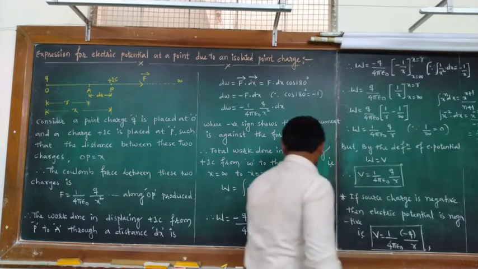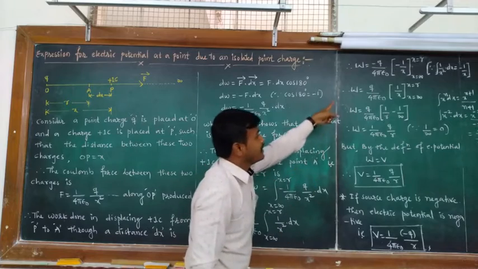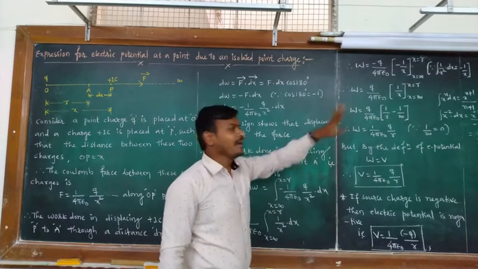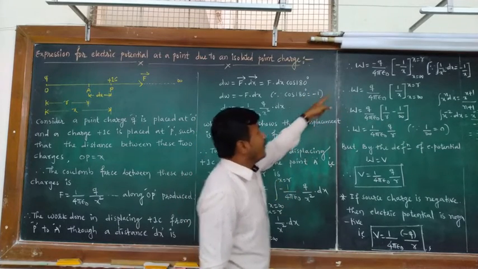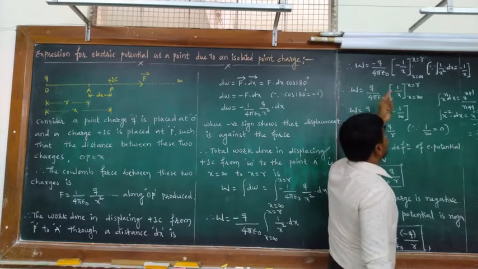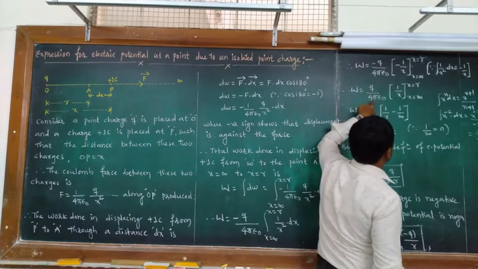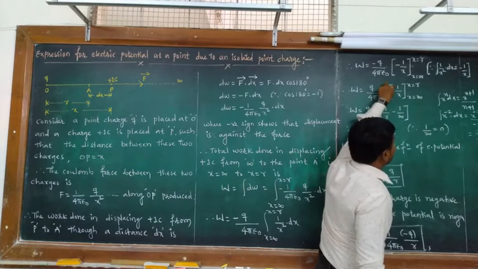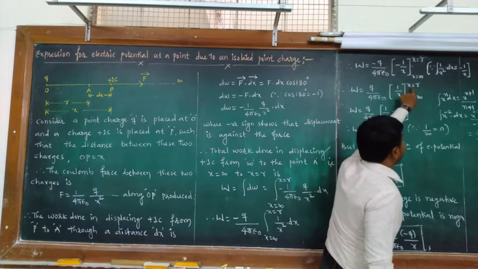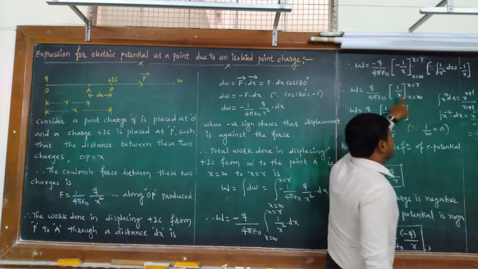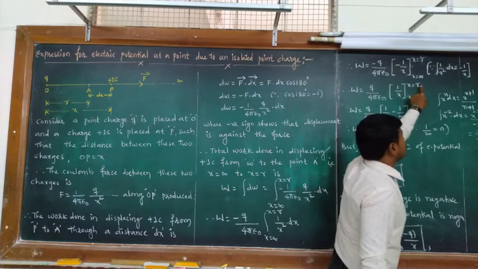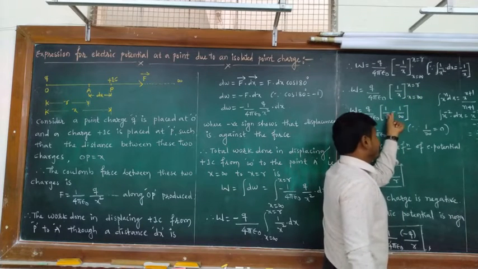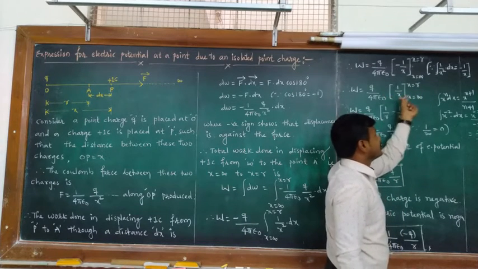Therefore, the integration of 1 upon x square dx is minus of 1 by x. Upper limit, lower limit, keep as it is. And the next one, minus becomes positive. Therefore, Q divided by 4 pi epsilon naught multiplied by, in the square bracket, 1 by x. Upper limit, lower limit, keep as it is. In the place of x, we have to substitute first the upper limit, which is infinity.